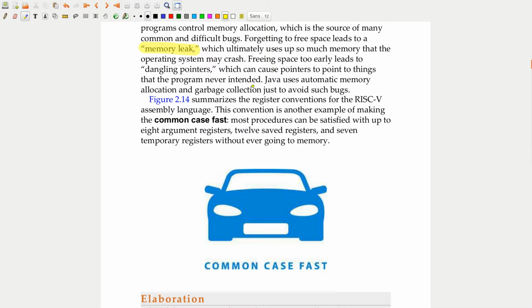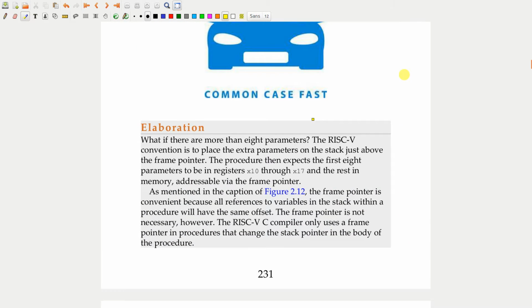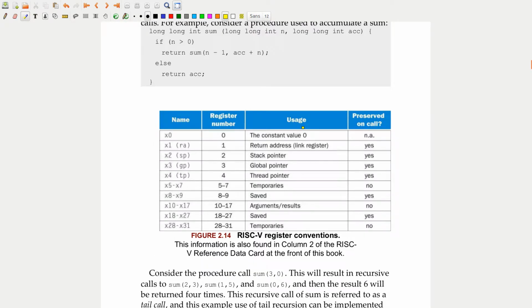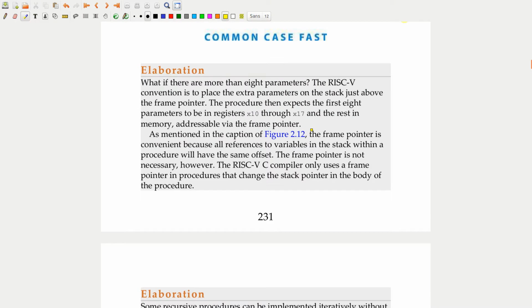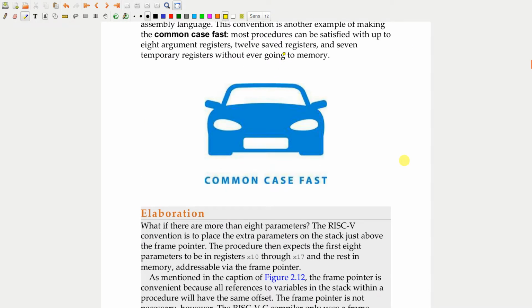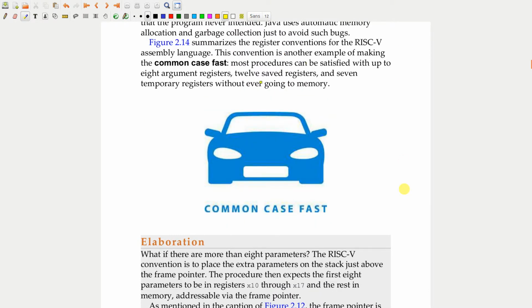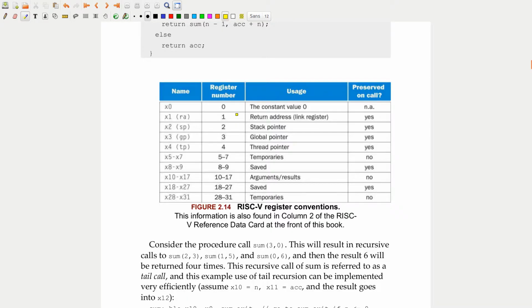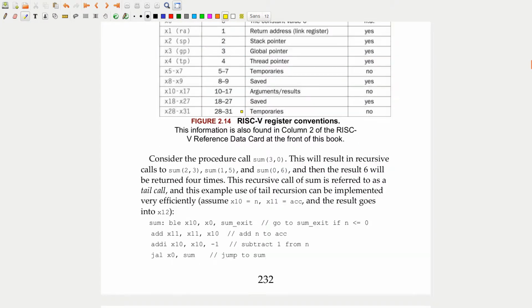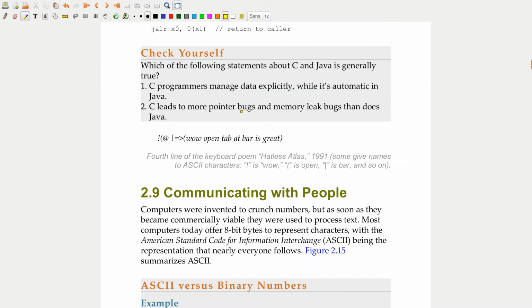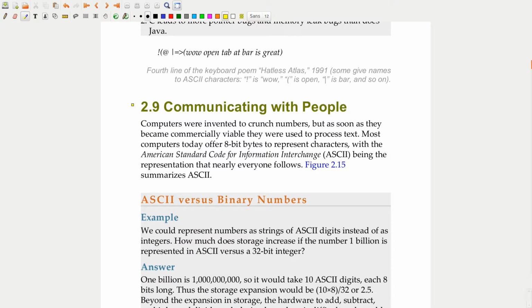So the textbook summarizes the register conventions for the RISC-V assembly language. They say they're optimizing for the common case based upon this design. I guess we have to believe them. So, communicating with people. I think this is just about the last section.